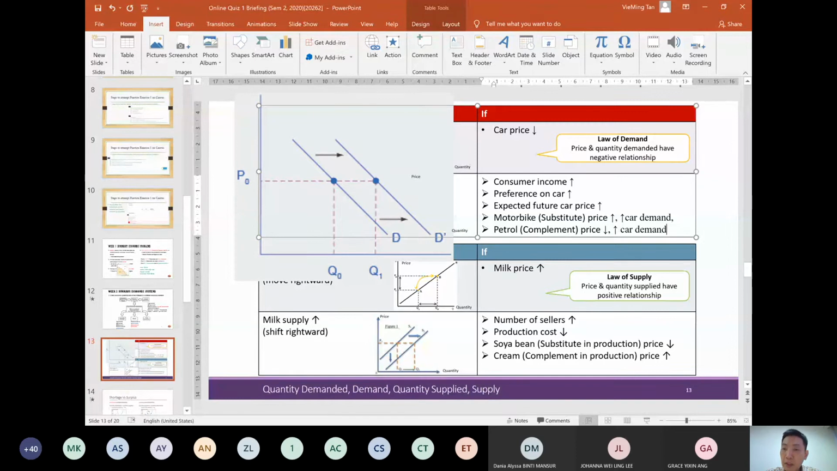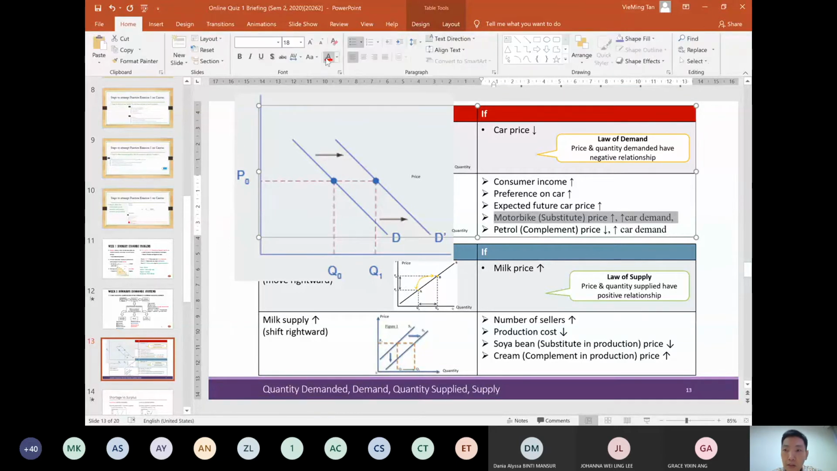Okay, and shift the demand curve to the right hand side. Can you see the relationship between these two? I try to highlight these two first. So in short, you may find that the substitute price and the car demand have a positive relationship. Can you see? Both increase, right? So that means the substitute price and car demand have a positive relationship.